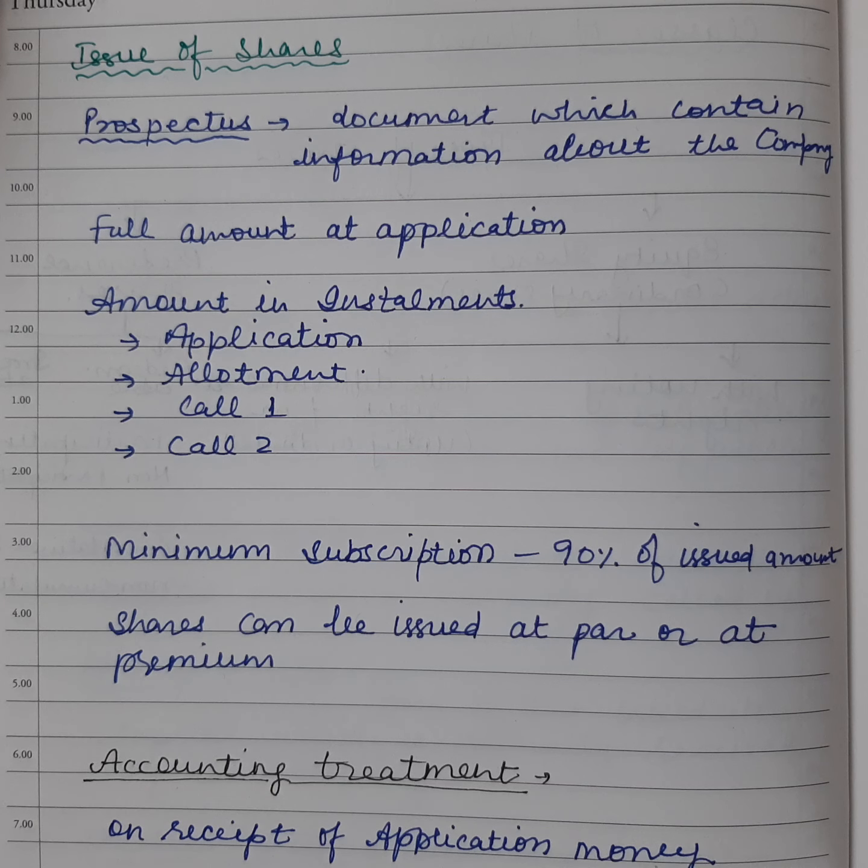Generally there is goodwill and the brand name of the company which is included in the share price, and for that the company generally asks for a share premium. So most of the shares currently issued are issued at a premium. Similarly, most of the current issues ask the public to pay the full amount only at the time of application.